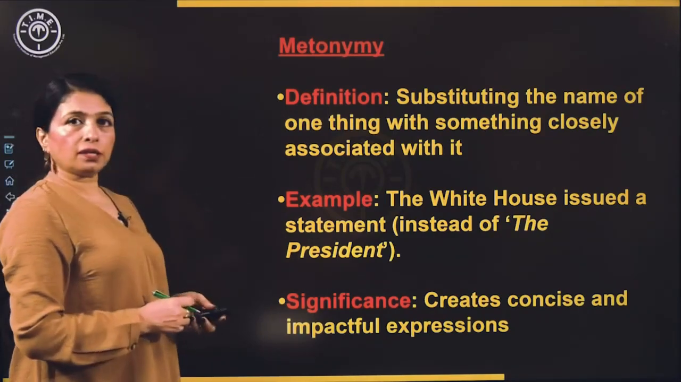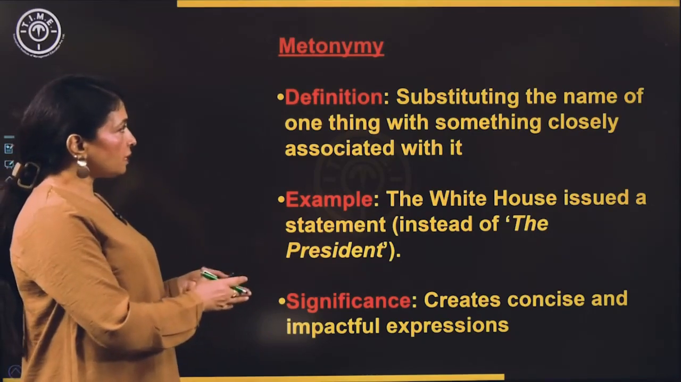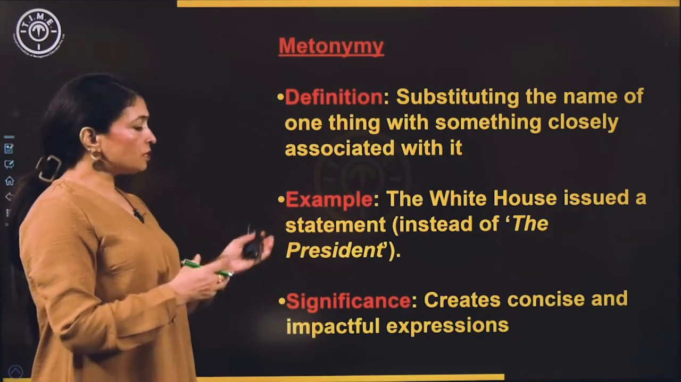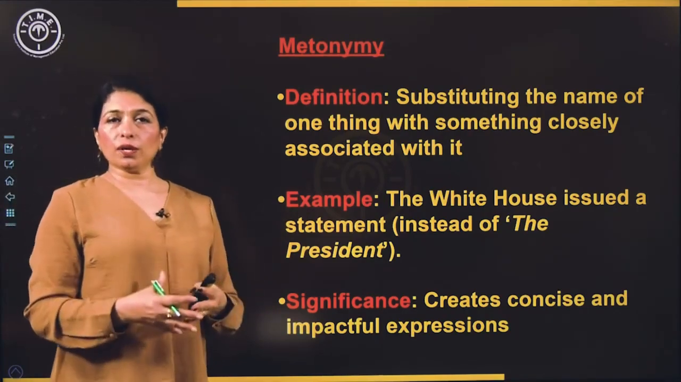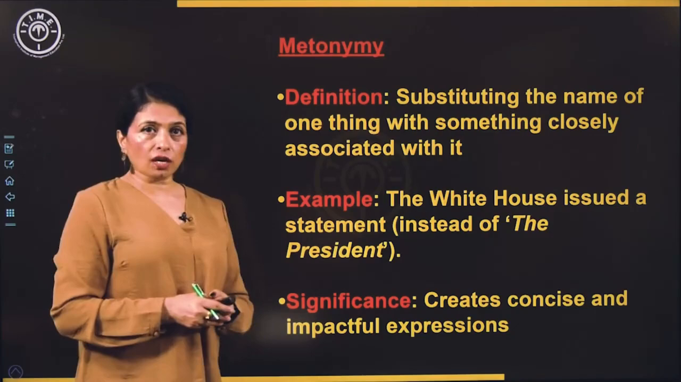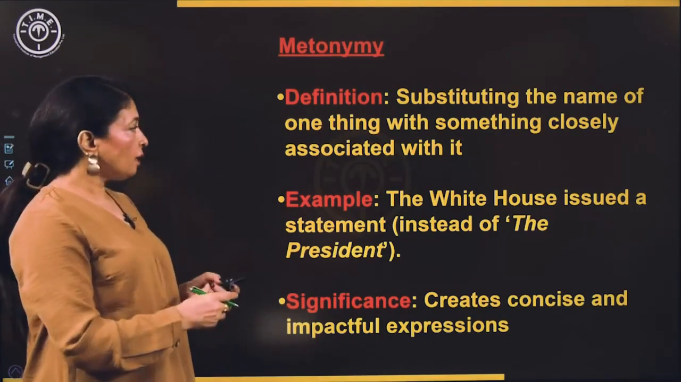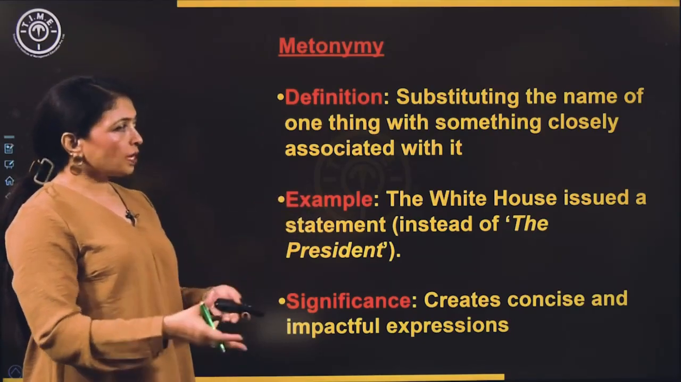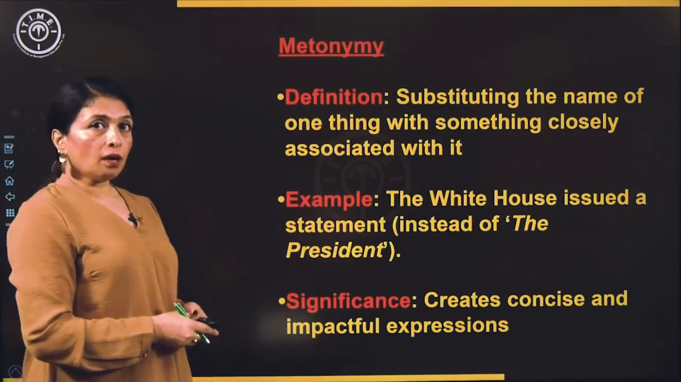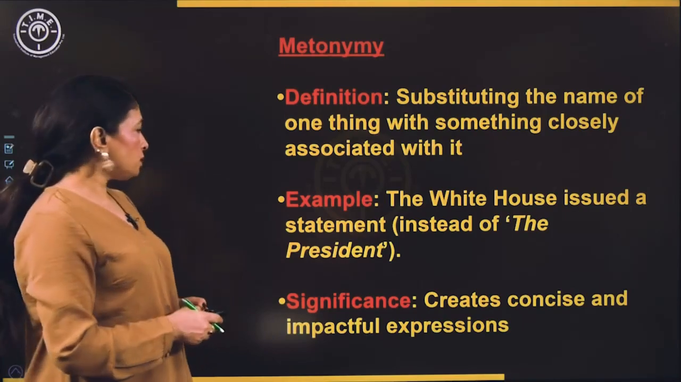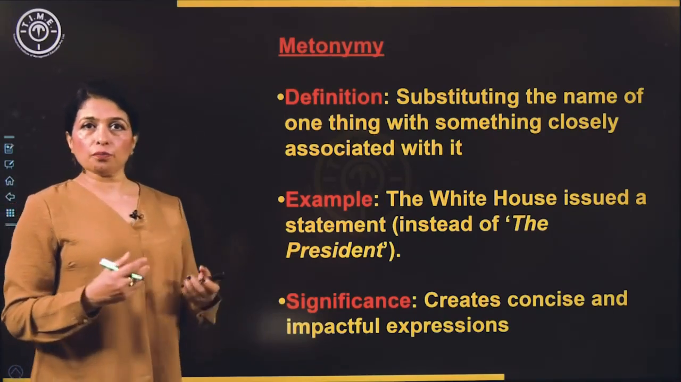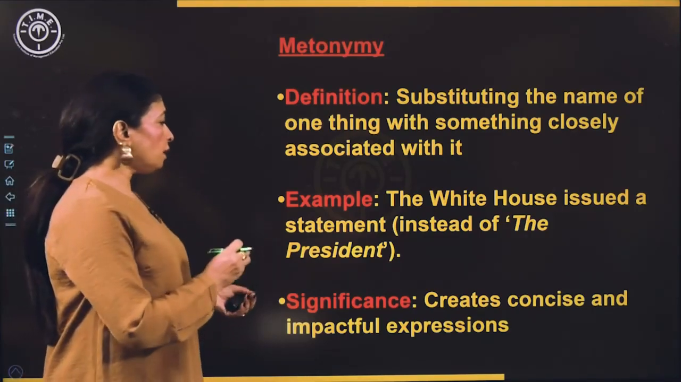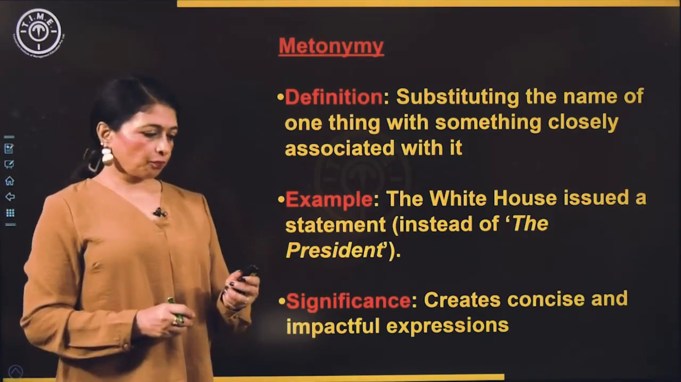Substituting the name of one thing, the name of president in this case, with something that is closely associated with it. The White House and the president of the US are closely related with each other, and therefore instead of saying the president issued a statement, the words are the White House issued a statement. So here we come across a metonymy. The significance or the importance of using a metonymy is that it creates concise and impactful expressions.